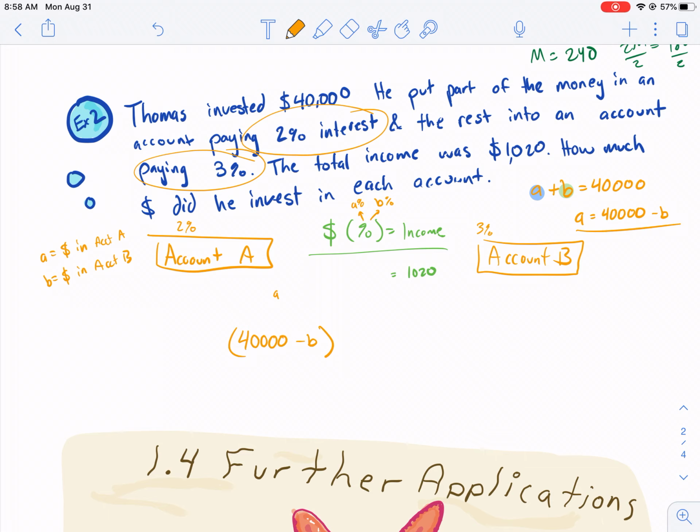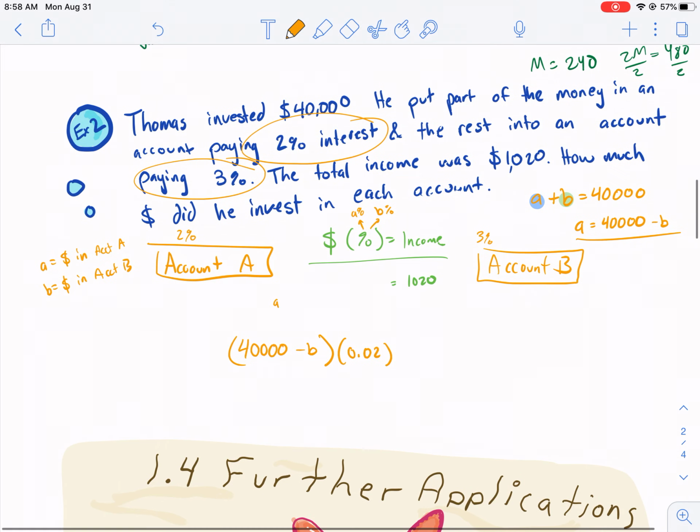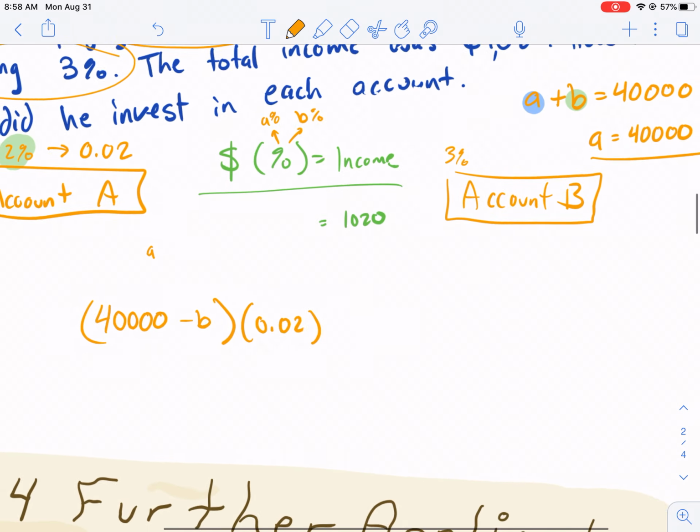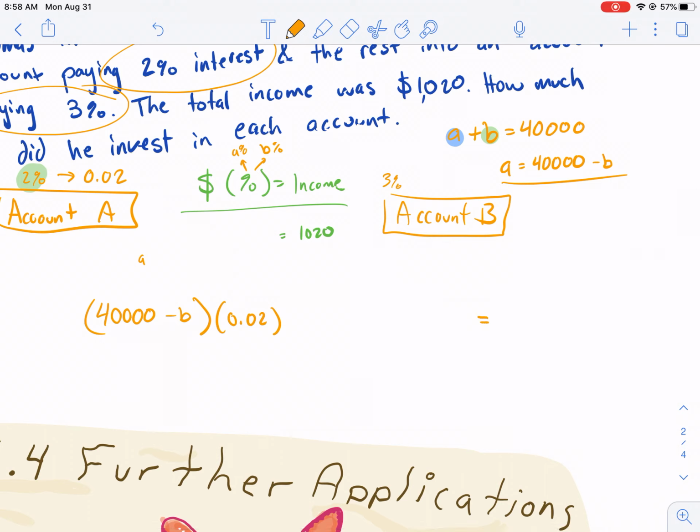Now, what do we multiply this by to find out what is the income from account A? We need to multiply this by 0.02. That's how you convert 2%, it becomes 0.02. Okay? This will tell us the amount of income from account A. When you add it to account B, it's going to equal 1,020 when we're all done. Okay? Notice how I got rid of the A variable. Where did the A variable go? It disappeared, right? We now have that B in place of A.